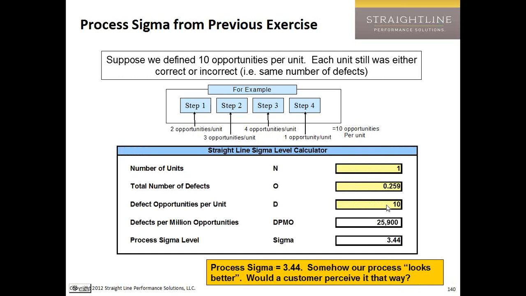If we just plugged in 10 opportunities per unit, look what happened to our sigma level. It went up. It got better. And we need to be careful and cognizant of this. We shouldn't be trying to paint a better picture of our process than the process is actually giving to the customer. So my advice would generally be to go with the 1 opportunity per unit as your quick calculation of the sigma level.